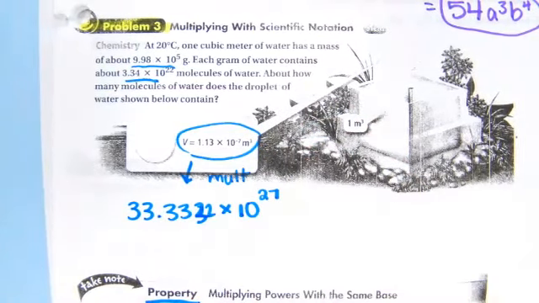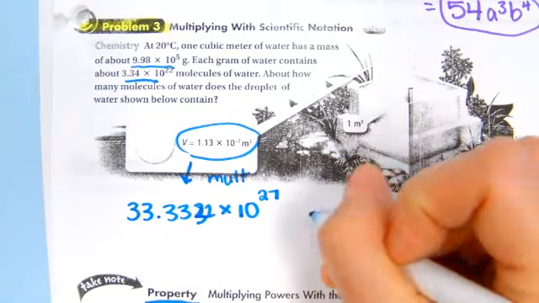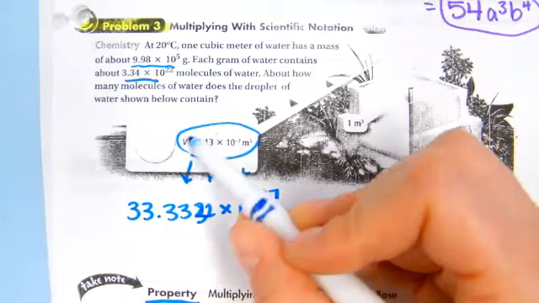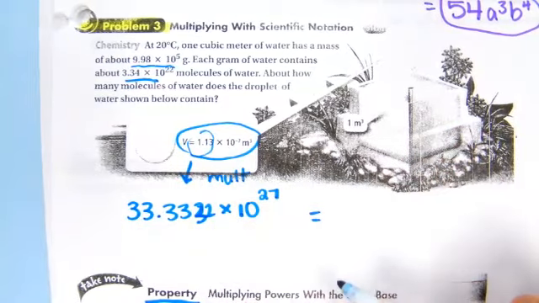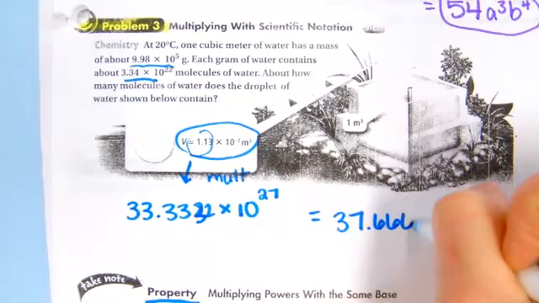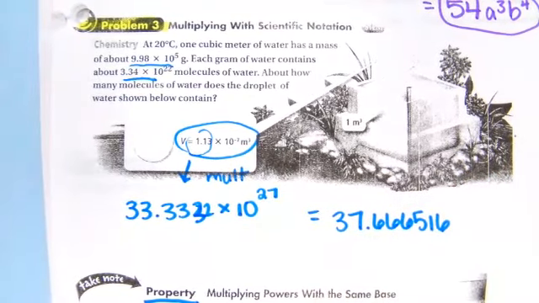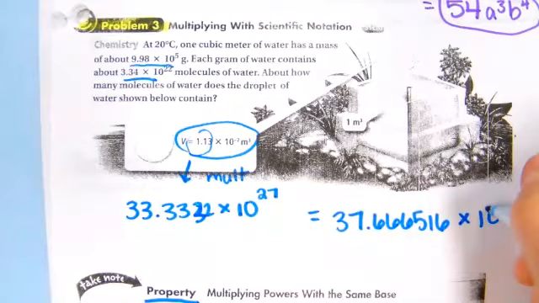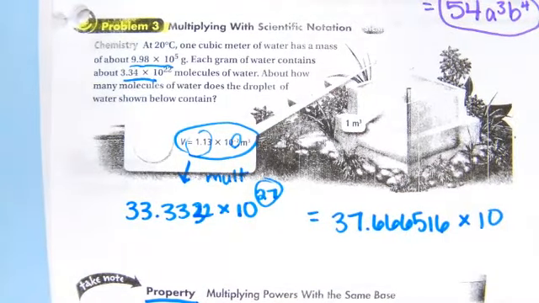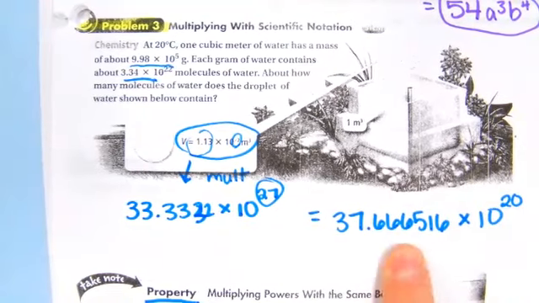So 1.13 times 33.3332. I'm doing this times this, the 1.13 times the 33.333. That gives 37.666516. Okay, a lot of significant digits here. And then times 10, what am I going to do with this exponent and this one? I'm going to add. What's the new one? 20. Is this correct?